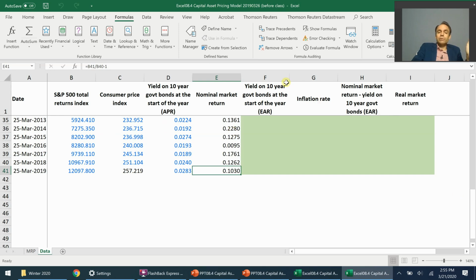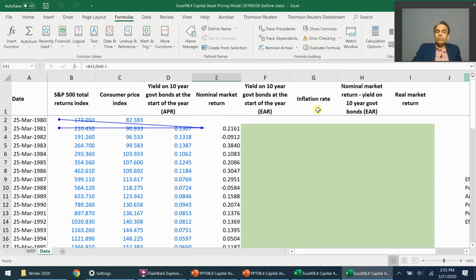The next thing I'm going to do is compute the yield on 10-year government bonds at the start of the year, because what we're doing is computing returns, say, ending 2019, relative to what we could have earned if we had put our money in government bonds at the start of the year.